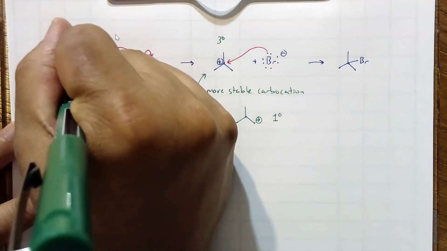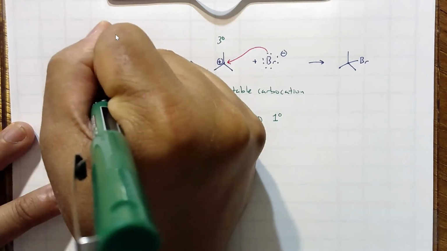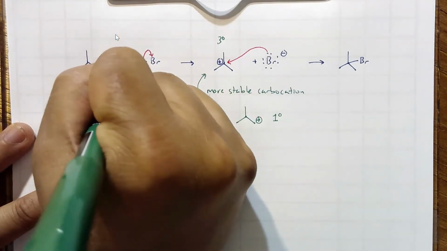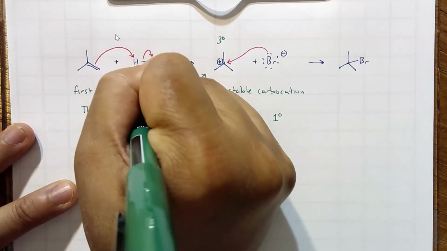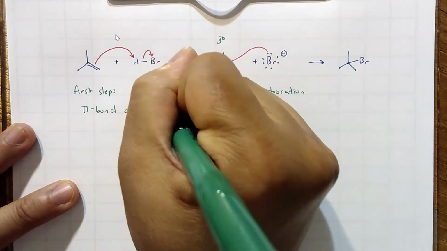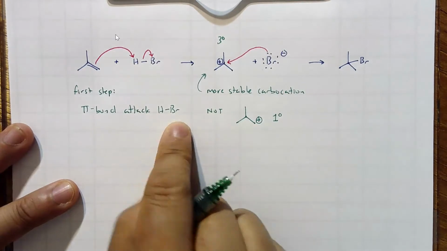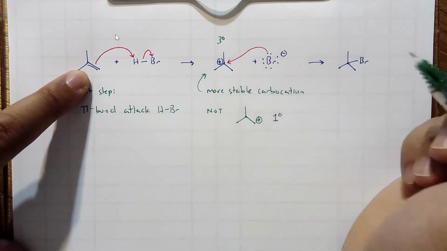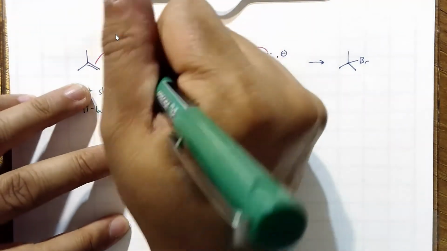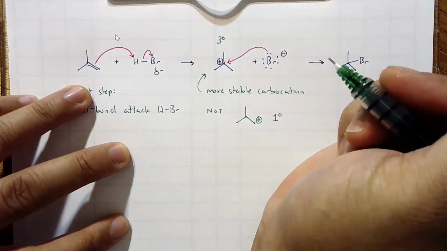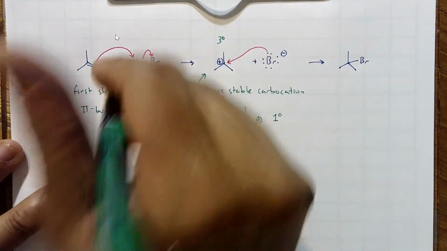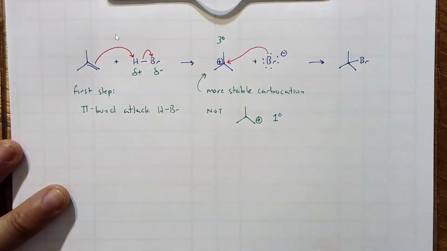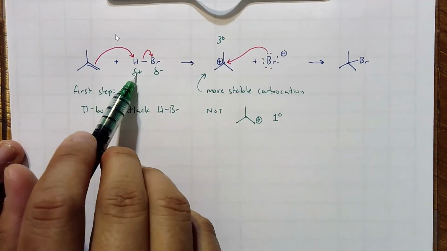But the first step here, how are we going to describe this? The pi bond attacks the H in HBr, and you kick out the Br. Why is this the case? I said pi bonds are electron rich, or you should think of them as electron rich. This bromine is partial negative, electronegative, rendering this hydrogen partial positive. That's the opposites attract. Electron rich, electron poor.